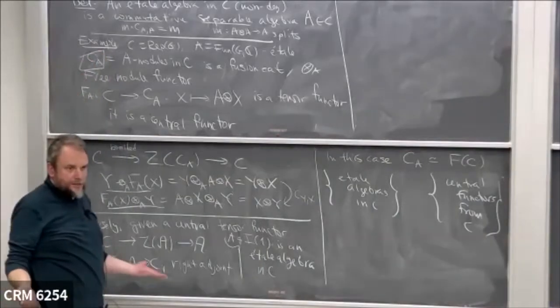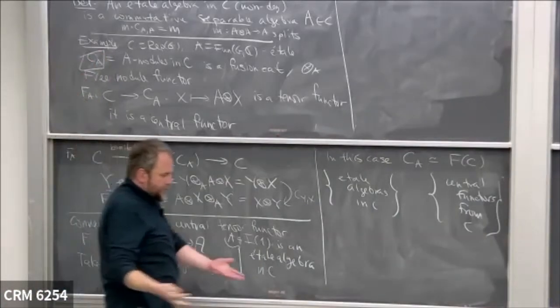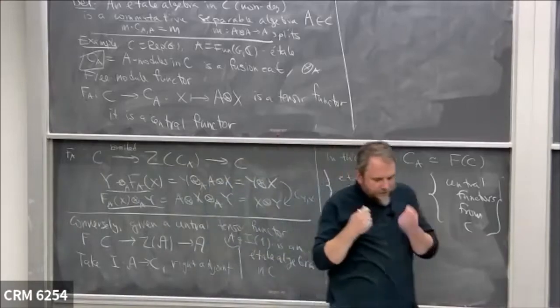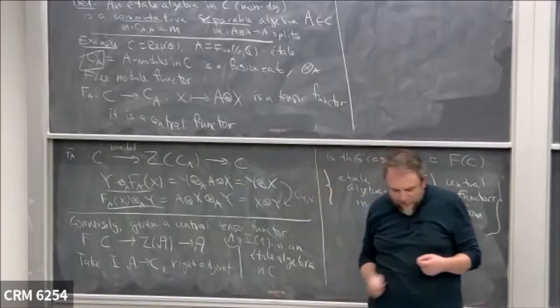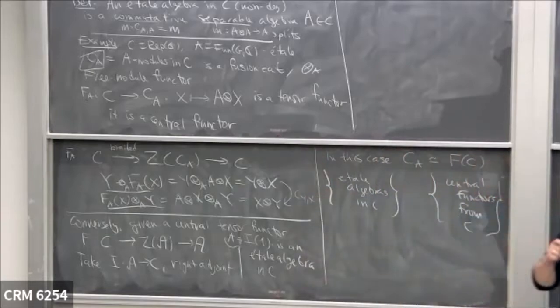This is not guaranteed, right? Just take a commutative algebra over vector spaces. If it's arbitrary, then the category of models is not semi-simple, right? But separability is a very strong property, okay? It ensures both rigidity and semi-simplicity of the category of models.